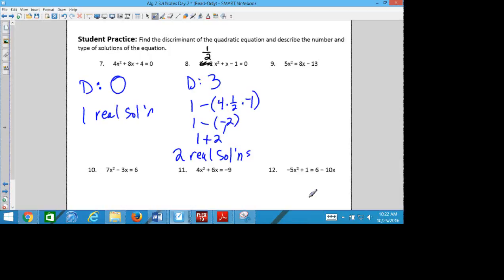Next one, you had to make that equal to 0 first, so you do 5x squared minus 8x plus 13 equals 0. Then we do b squared minus 4ac, so we get 64 minus parentheses 4 times 5 times 13. Sorry, 13, not 1. I can't read my own handwriting. All right, and then you get what? -196. So 2 imaginary solutions.